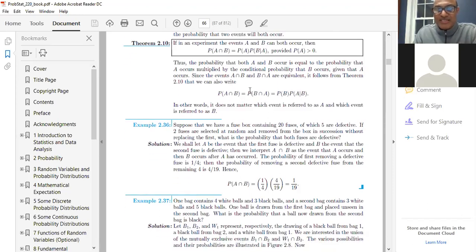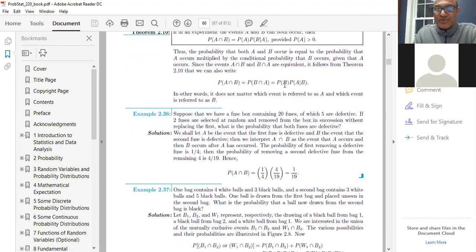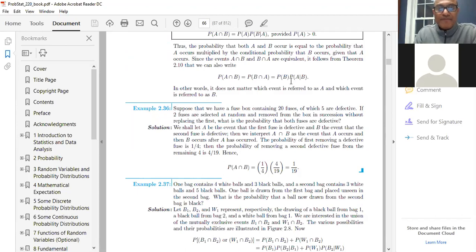Look at this example. This is the example based on this product rule, because we have product over here, that's why the product rule is there. Next example. Suppose that we have a fuse box containing 20 fuses, of which 5 are defective. Now look at over here, your box in which 20 fuses are there. Out of these 20 fuses, 5 fuses are defective.